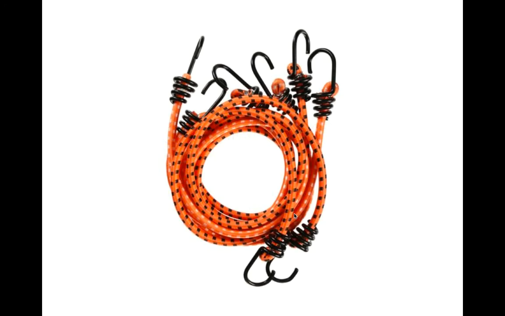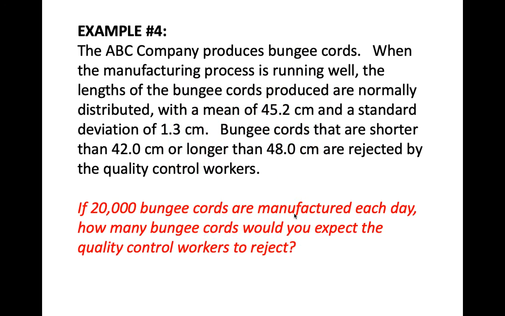Okay, a question about quality control. Here we're looking at making bungee cords. This company produces bungee cords. And if you read through it, you'll find out that the lengths of the bungee cords produced are normally distributed with a mean of 45.2 and a standard deviation of 1.3. Bungee cords that are shorter than 42 or longer than 48 are rejected by the quality control workers. And so the question wants to know, if 20,000 bungee cords are manufactured each day, how many bungee cords would you expect the quality control workers to reject?